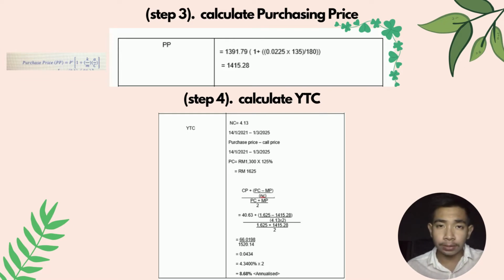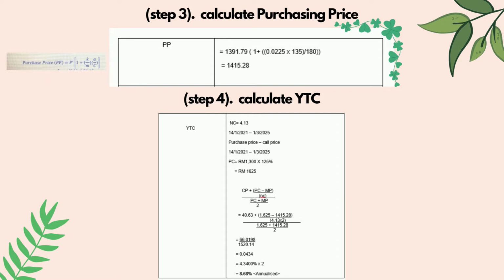In this step, we have to calculate the NC, which is the purchasing price until the call price. In this case, we will calculate 4.13 years. Then we will find the call price, the par value times 125%, which we will get 1,625 ringgit. Then we put the values inside the formula, and we will get 4.34%. But we have to multiply by 2 since it's semi-annually, and we will get 8.68% annualized.